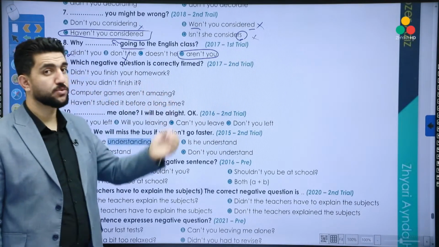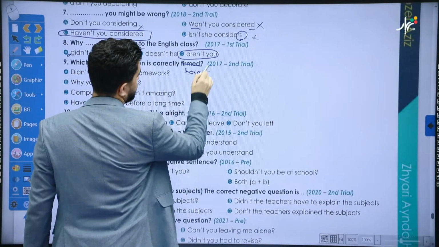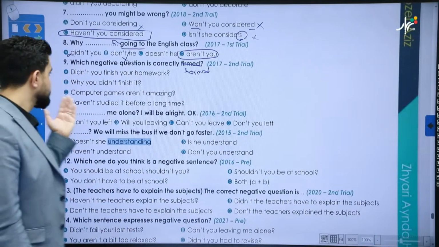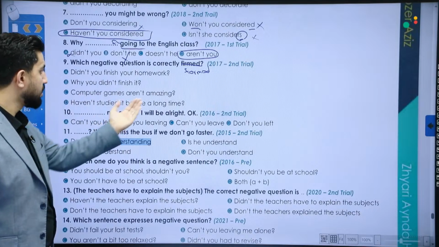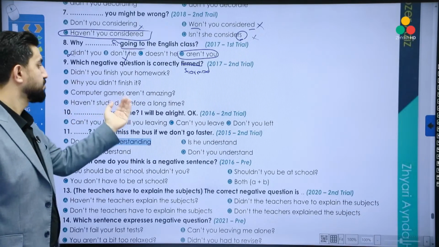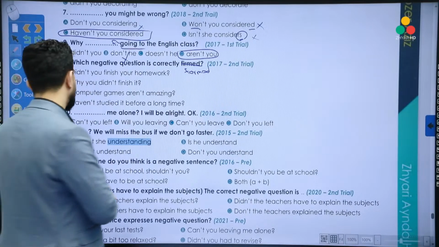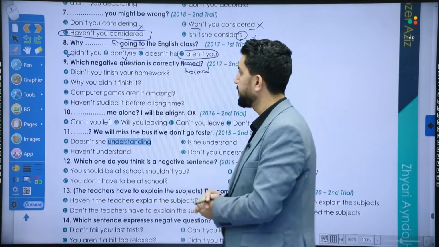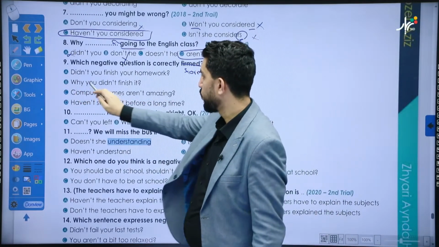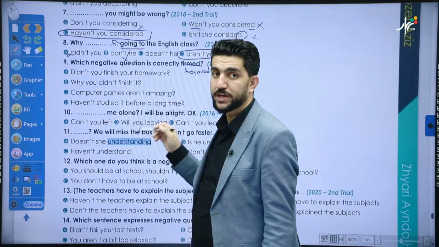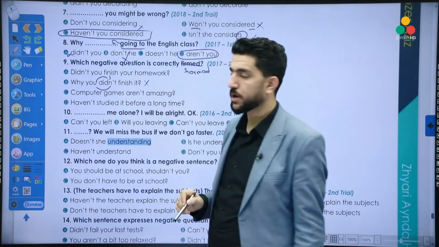Which negative question is correctly formed? Didn't you finish your homework? Why you didn't finish it? Computer games aren't amazing. Haven't studied before a long time. Which one do you think is correct negative question? Okay. Let's start with the second one. Why you didn't finish? Or why didn't you finish? It must have been like this, right? Why didn't you finish? Wrong.